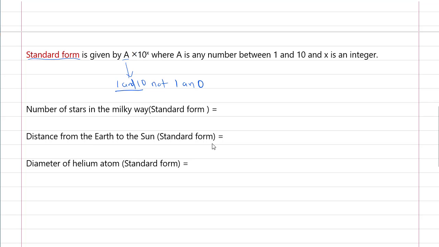When it's a positive number, such as 10 to the power of 8, it indicates that there's 1 followed by 8 zeros. On the other side, when it's a negative number like 10 to the power negative 9, it indicates a 1 preceded by 9 zeros to the left with the decimal point.